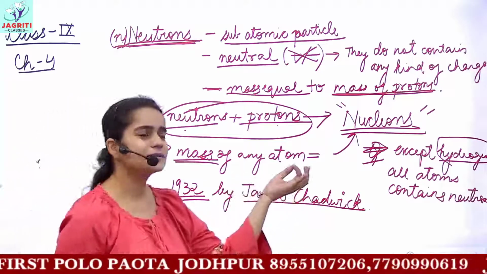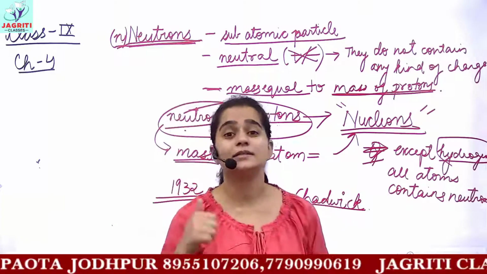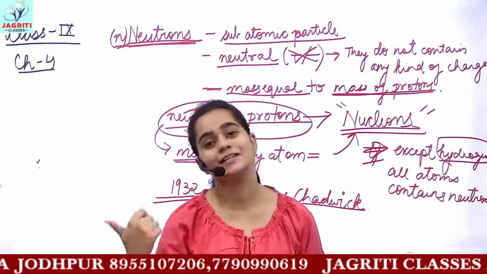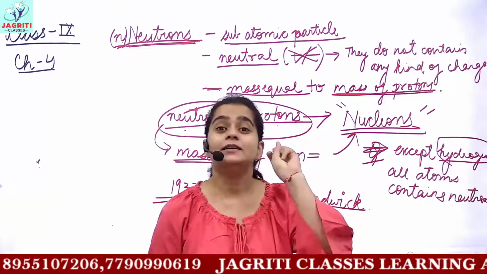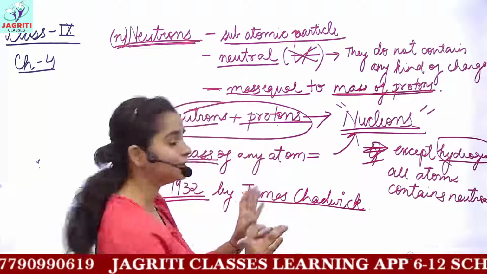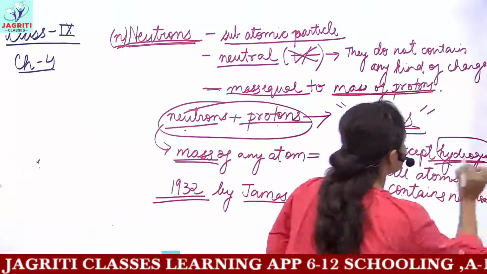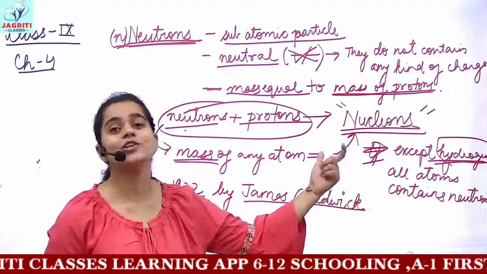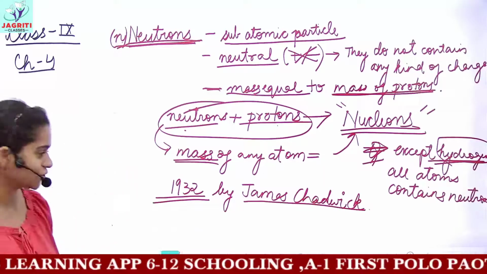This will be a somewhat contradictory fact, because when we study isotopes and isobars further, you'll see that hydrogen has 3 isotopes, and 2 of the isotopes contain neutrons. But for the sake of convenience, you have to remember that hydrogen does not contain any neutrons in it. So this is what we dealt with on the topic of neutrons.